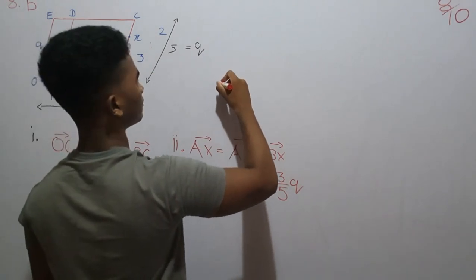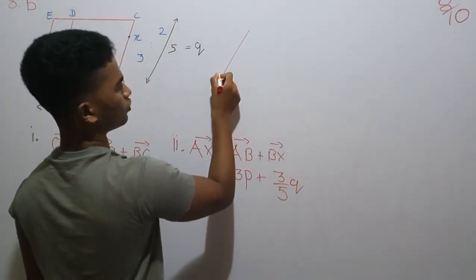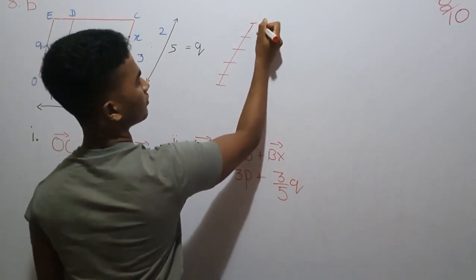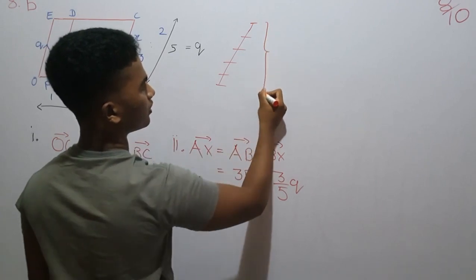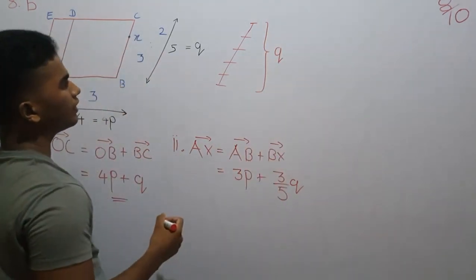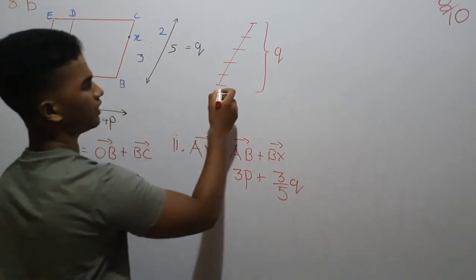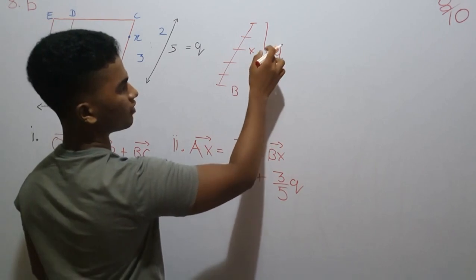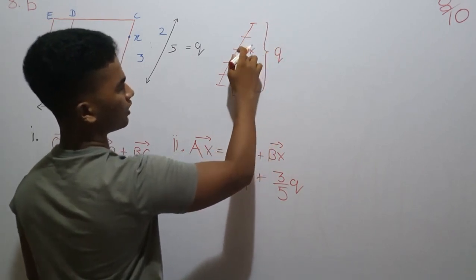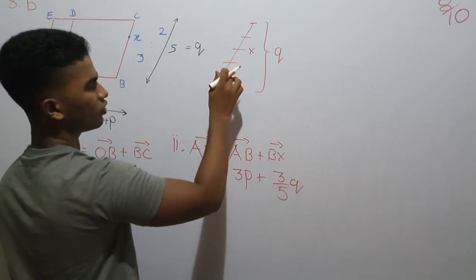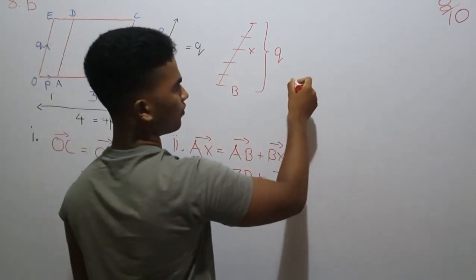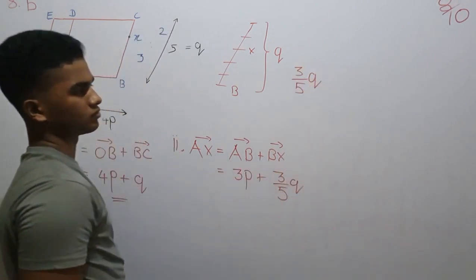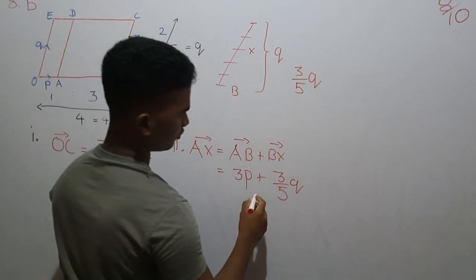it's like this. 1, 2, 3, 4, 5. Now this whole thing is equal to Q. Now we need only 3 parts from B to X, only 3 parts until here. The whole thing is 5 parts: 1, 2, 3, 4, 5. So what we need from 5 is only 3: 1, 2, 3. So 3 divided by 5, Q. So this is the final answer of AX.